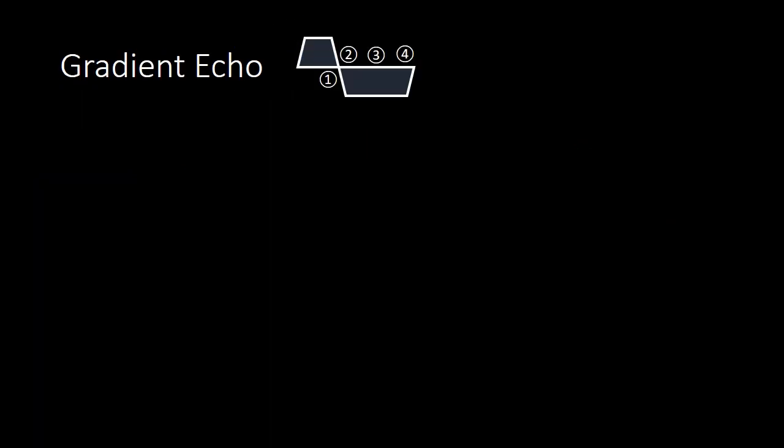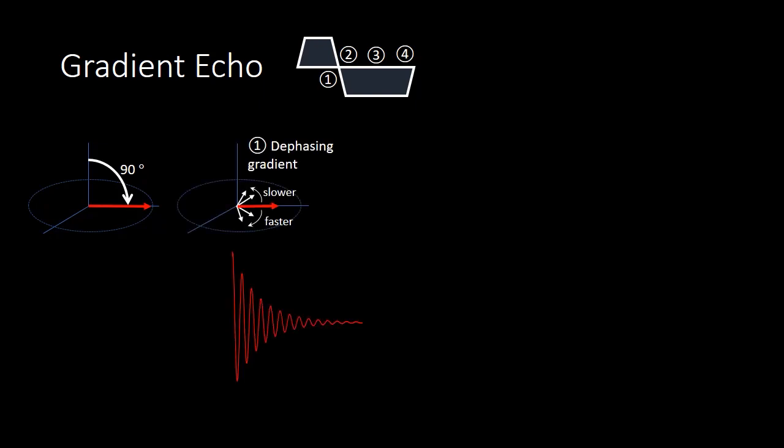Gradient echo creates the same concept, creates a signal echo, but it does it using gradient fields alone. So again, we tip our magnetization into the transverse plane. I'm showing a 90-degree flip, but often with gradient echo, we're using smaller flip angles. We then apply a gradient to dephase the signal.